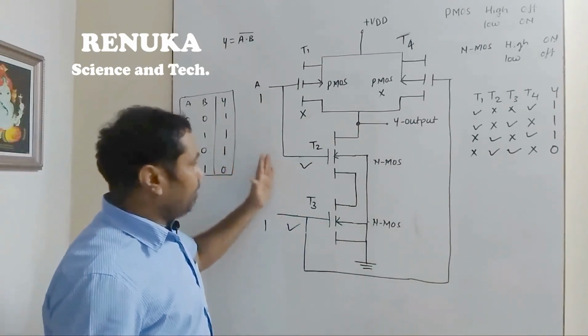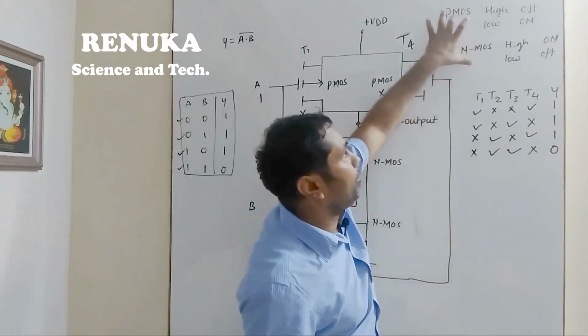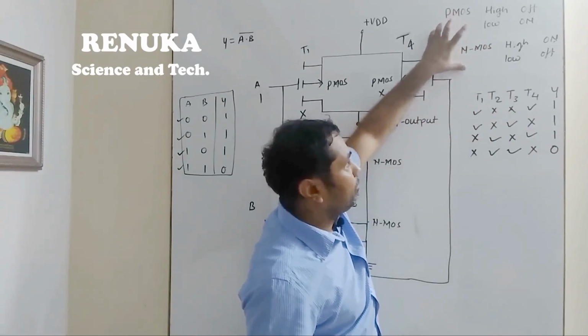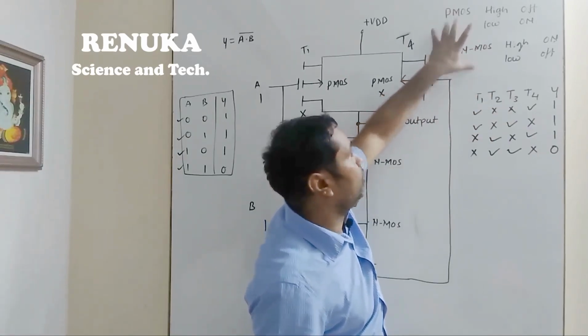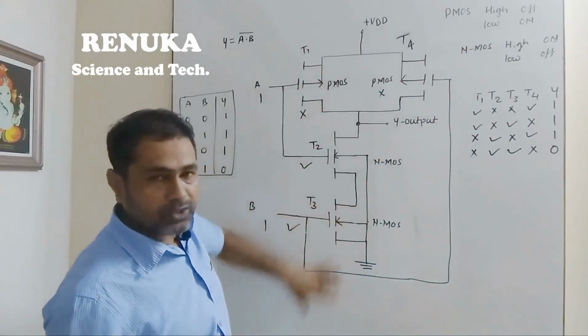So this can also be summarized using sentences. If you remember this forever, then you can easily understand the working of the CMOS gate.